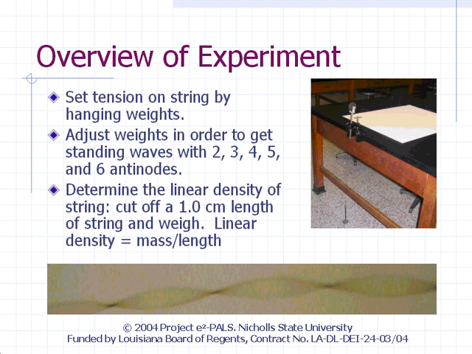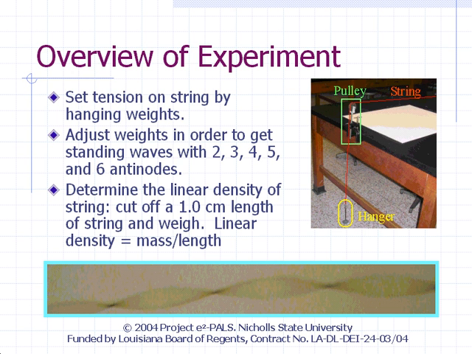We will set the tension on the string by hanging weights on it. The force of gravity on the hanging weights is equal to the tension on the string. We will adjust the hanging weights so that we can get a standing wave similar to the one pictured here. Determine the weights needed to get 2 antinodes, 3 antinodes, 4 antinodes, 5 antinodes, and 6 antinodes. When recording your data, be sure to include the mass of the hanger. Finally, cut off 1 centimeter length of string and weigh it in order to determine the linear density of the string.